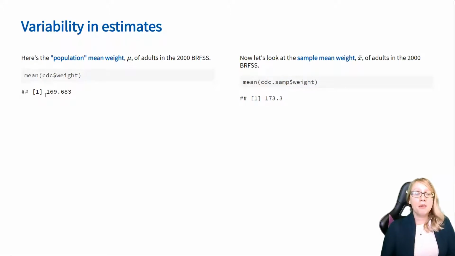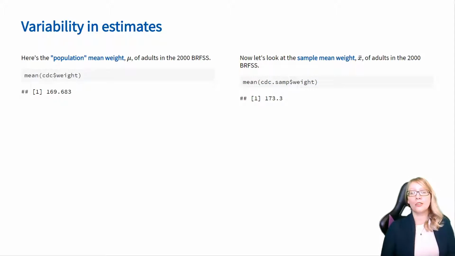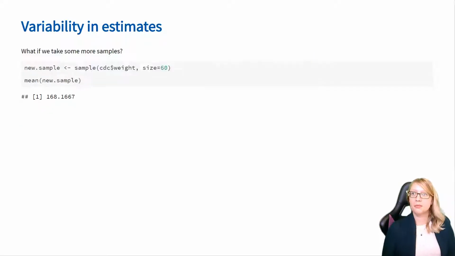Now let's take a look at the sample mean weight, which we're denoting X bar, of adults in our smaller sample. So this is a sample of just 60 adults. Looking at this, we have a sample mean of 173.3 in our sample. So our sample mean is off from the population mean by about 3.5 pounds. So we're pretty close. We're not exactly there though. It could be that this is a typical sample. It could be that this is an unusual sample. So what do we do? We'll take more samples.